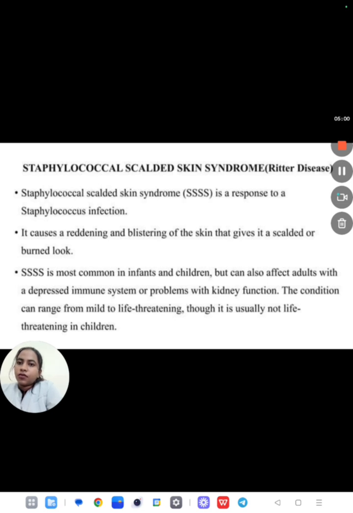Moving to SSSS syndrome or Ritter's disease, which is a response to staphylococcus infection and causes reddening and blistering of the skin, giving a scalded or burnt appearance. It is most common in infants and children, but can also affect adults with a depressed immune system or problems with kidney function. The condition can range from mild to life-threatening, though it is usually not life-threatening in children.